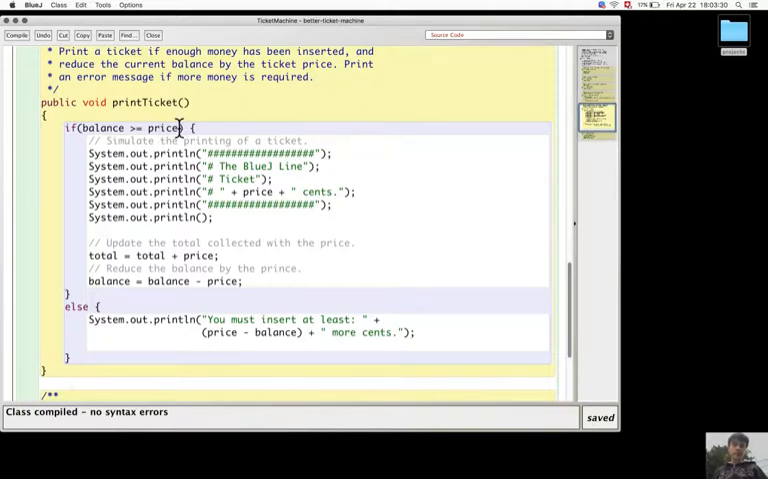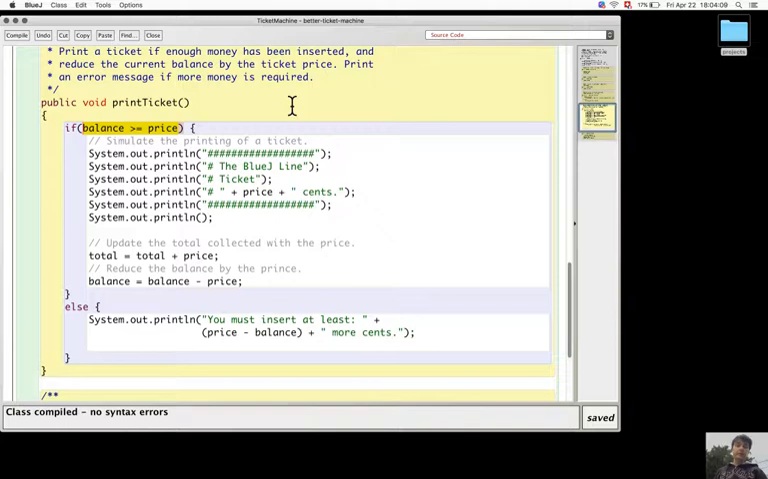So the test is between balance and price, and balance should be at least as big as the value in price. So when this is true, then the method prints the ticket.